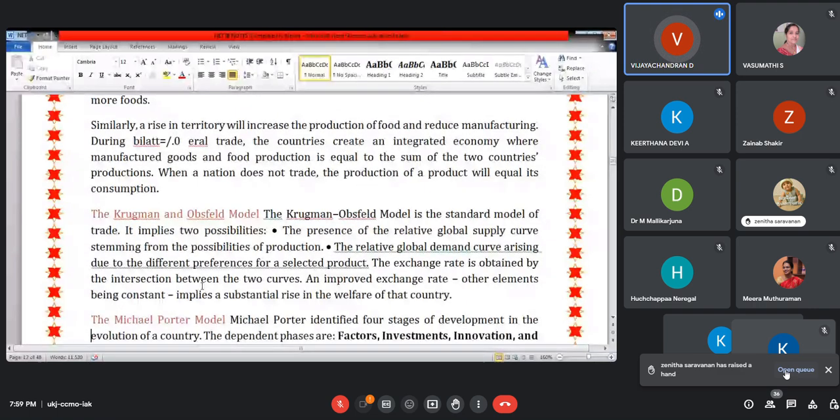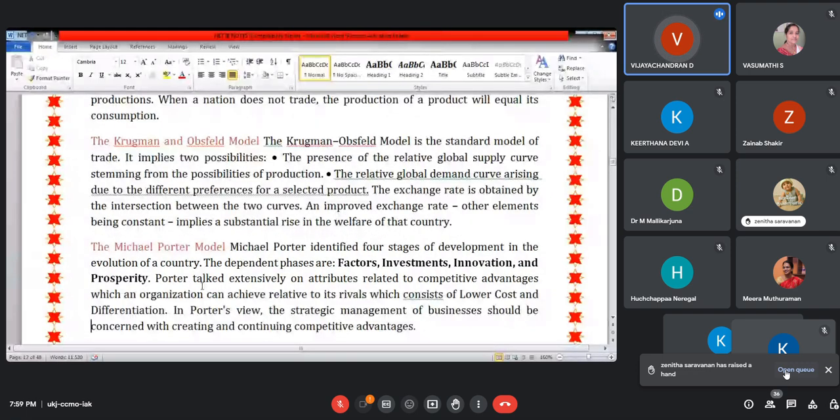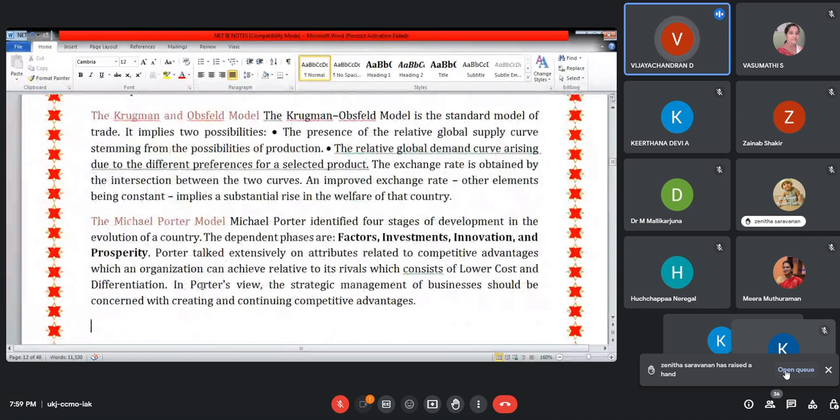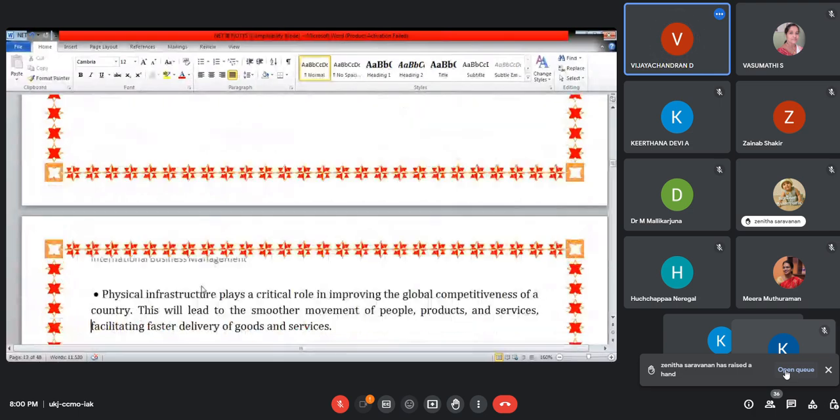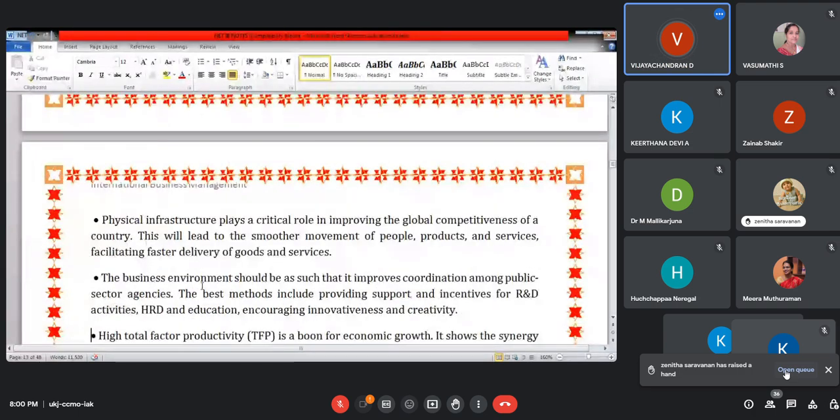And finally, the Porter model, four stages. First you have to identify the factor where you can invest, then you will pour money and invest money. Then after investment, that will be converted into a product, that is innovation. After innovation, finally the growth, prosperity. The four stages model, the strategic management model. So these are all the theories in international trade.